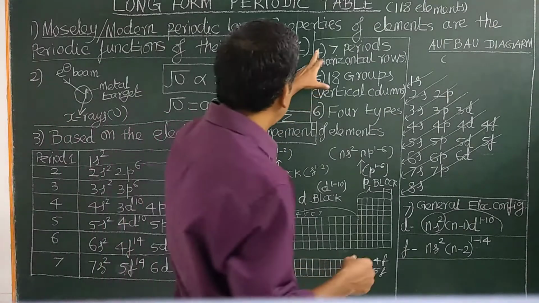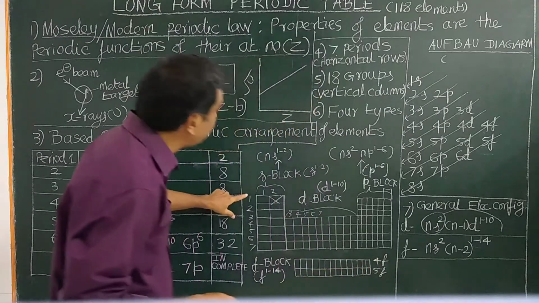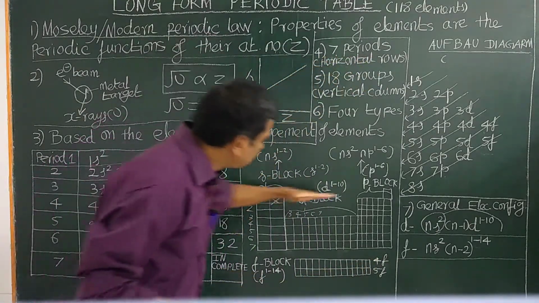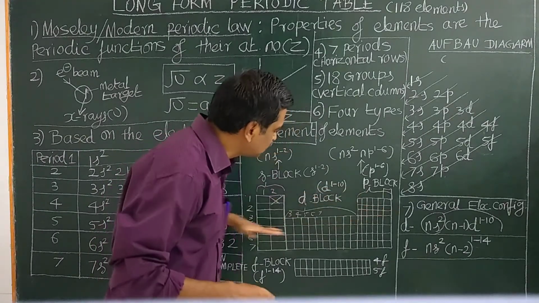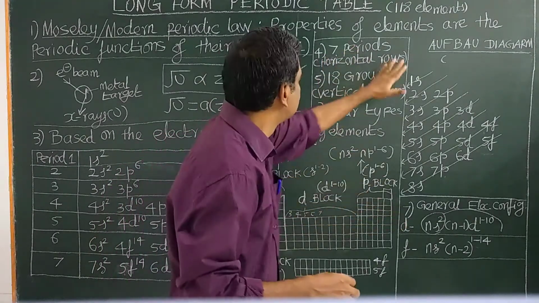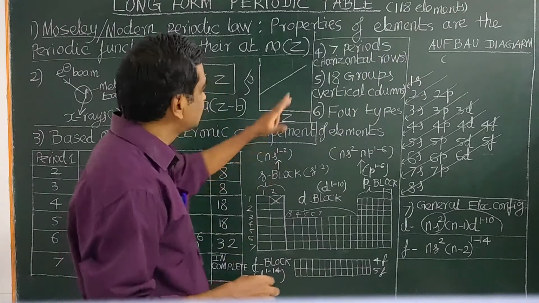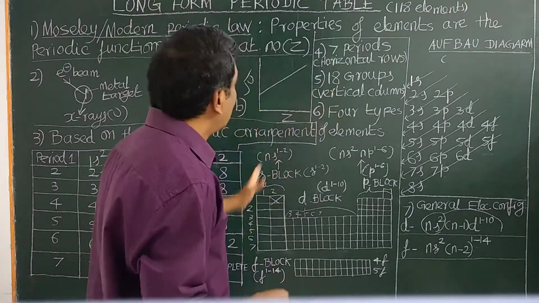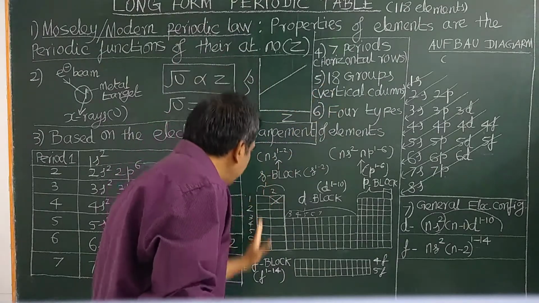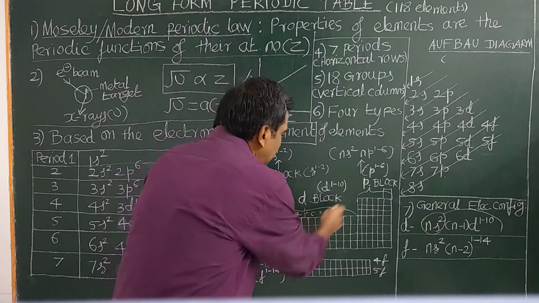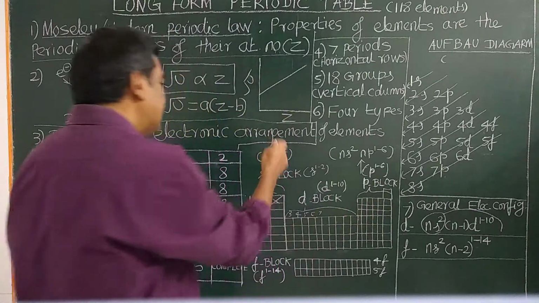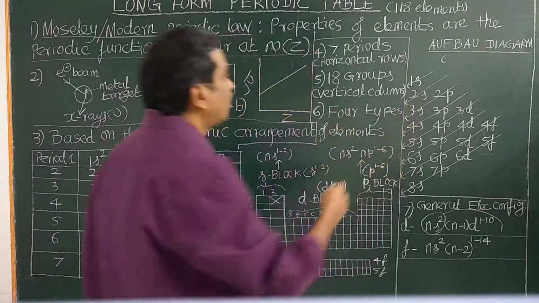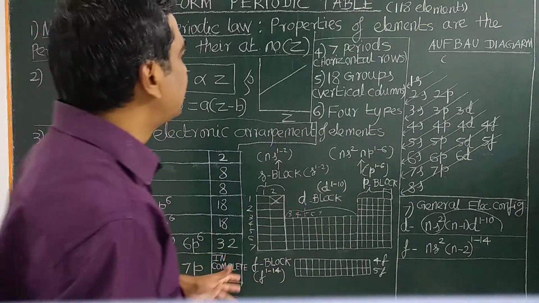So let us see now. Fourth point, there are 7 periods. The horizontal rows are called periods. There are 7 periods. The 7th period is incomplete. And how many vertical columns are there? There are 18 vertical columns, called groups.